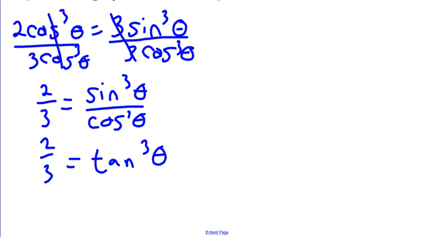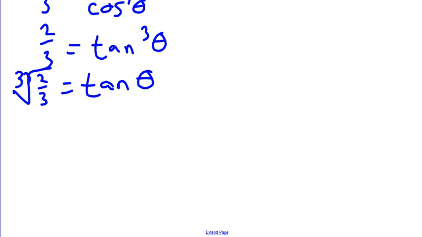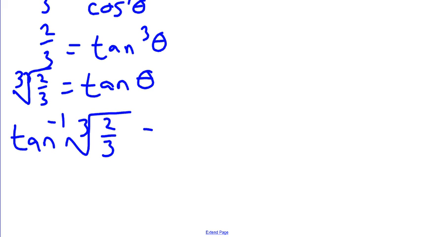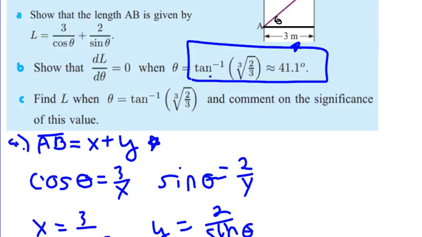So if I just want theta, what I have to do is get rid of the tangent and the cubed. The first thing I'm going to do is get rid of the cubed, so I'm going to cube root both sides. The cube root of 2/3 equals the tangent of theta. Get rid of that exponent first. Now I can get rid of the tangent with the inverse tangent. Tangent inverse of the cube root of 2/3 equals theta. And that is what they wanted us to show.